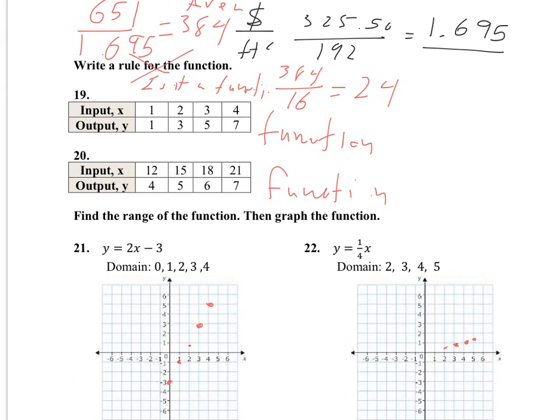Okay, so that's the solution guide for the Chapter 1 quiz.